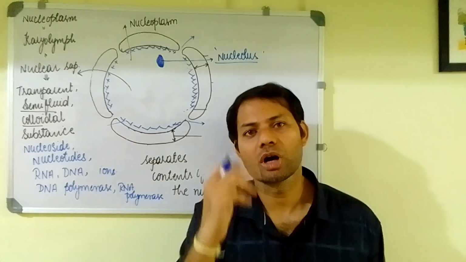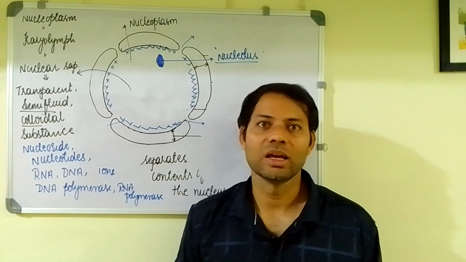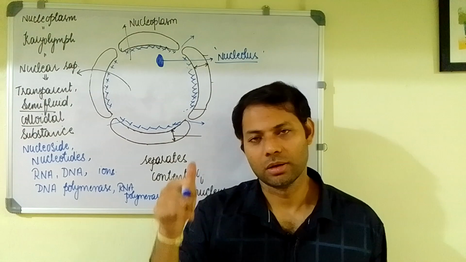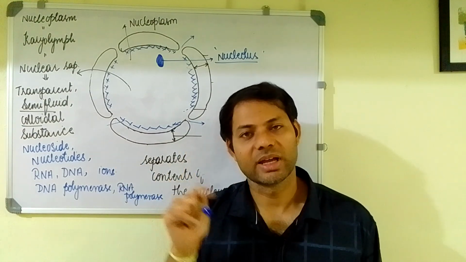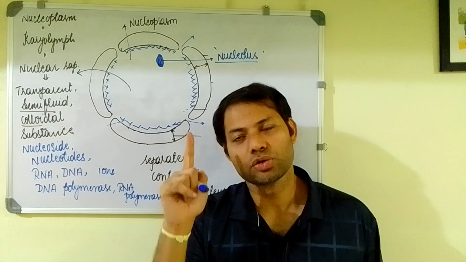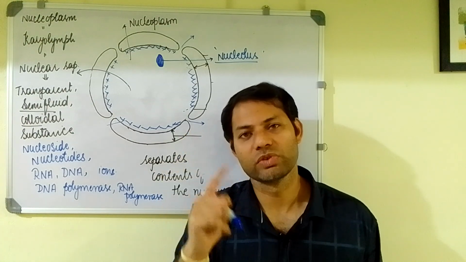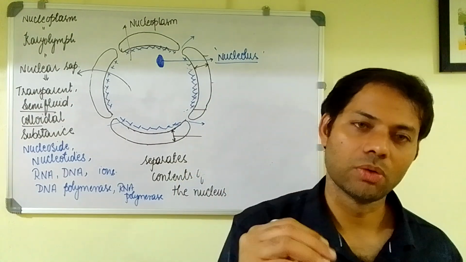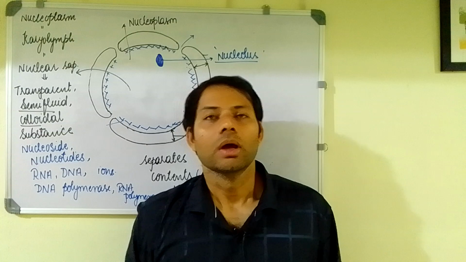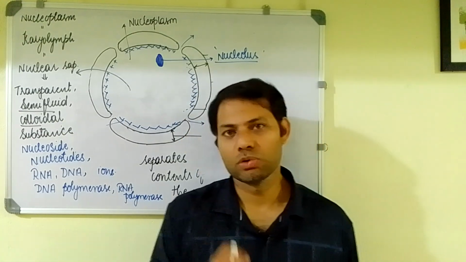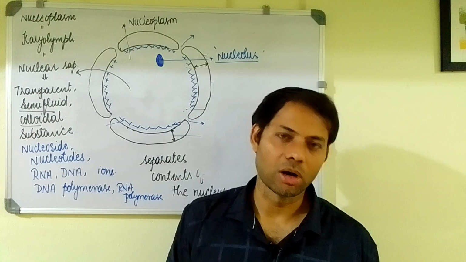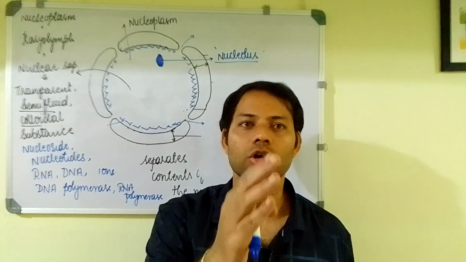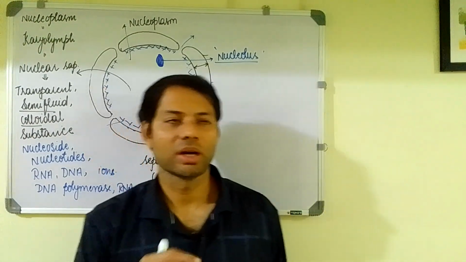Because we are talking about non-membrane bound structures, let us see what the non-membrane bound structures in the cell are. First thing, nucleolus. Second thing, centrioles or centrosome. Third one, ribosomes. If the question is what non-membrane bound cell organelle is common to both prokaryotes and eukaryotes, then the answer is going to be ribosome.